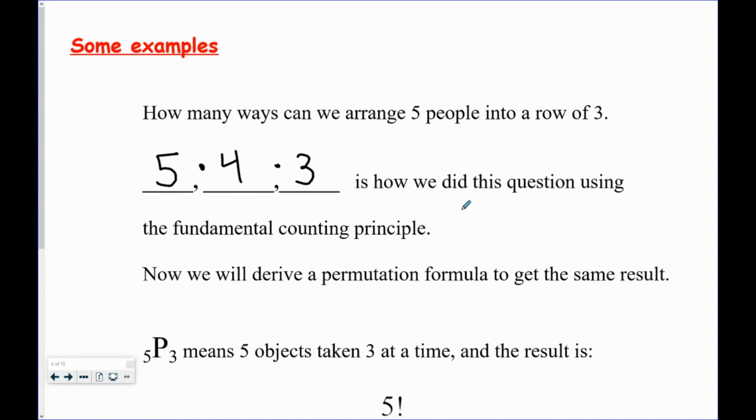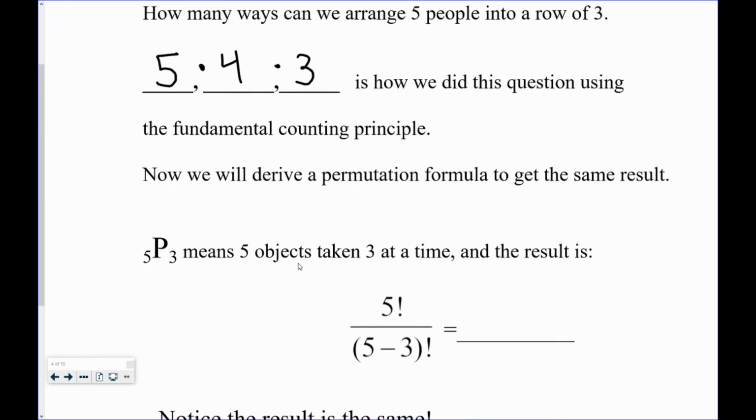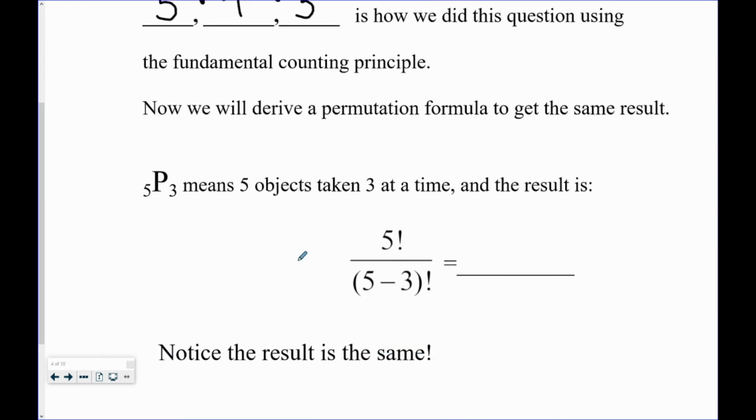There is a formula that you can use for a permutation, so you can get the same result. The way it's written is a little 5, then a big P, and a 3. That means you've got 5 objects taken 3 at a time. And this is the result. So you do 5 factorial, which is, of course, 120, and then 5 minus 3 factorial is 2 factorial, or 2. So as you can see, you're going to get the same answer as above, which is 60 ways.